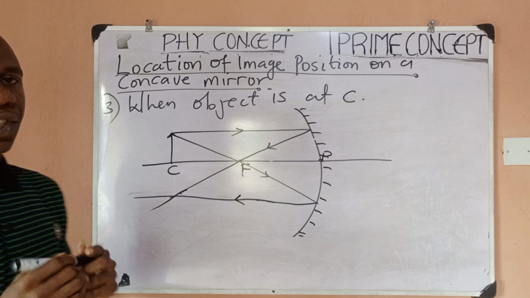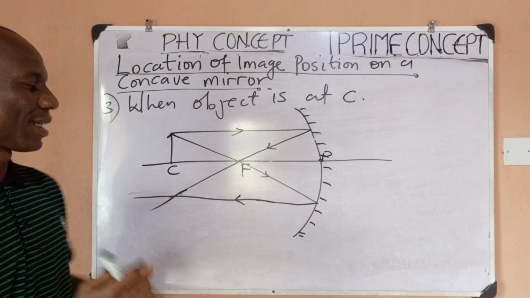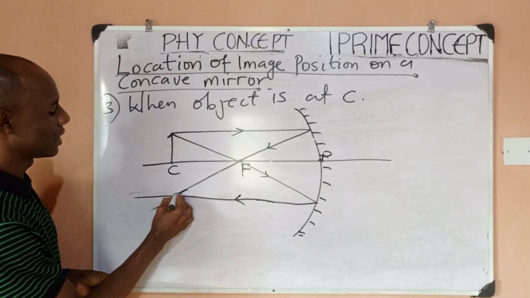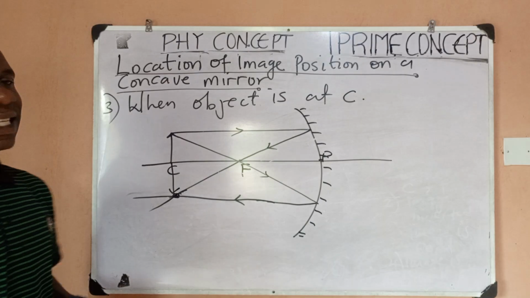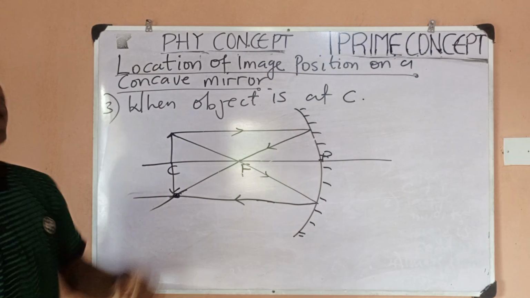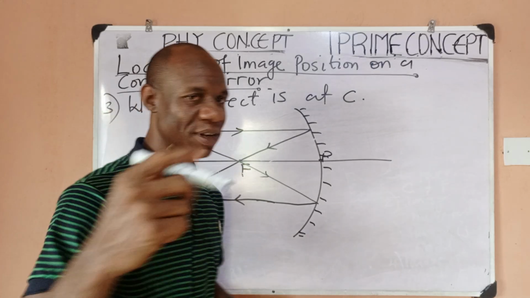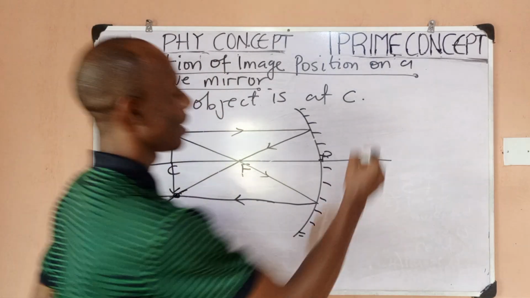Now your image is located where your reflected rays intersect. So this is one reflected ray, this is another, and you can see where they intersect. So if I try to draw this, you will see that the image is formed at this point. So let's list the properties of the image formed from this. I believe you can even point them out yourself by watching this.